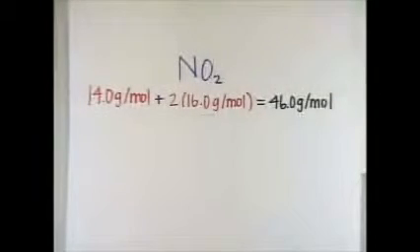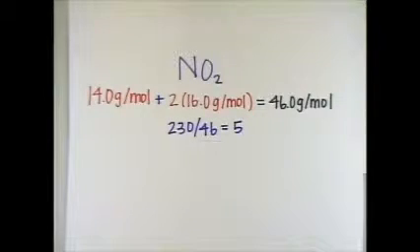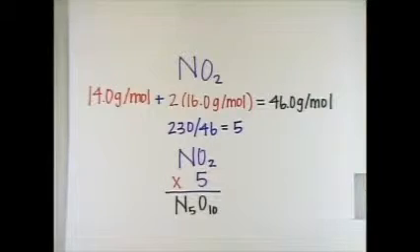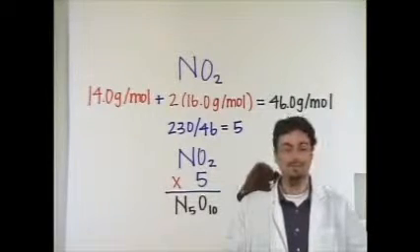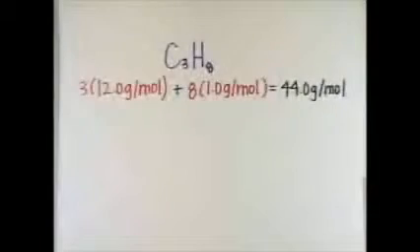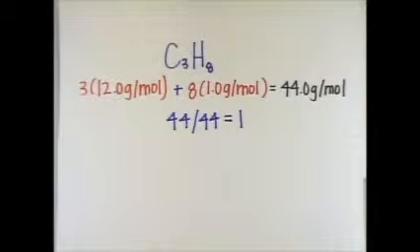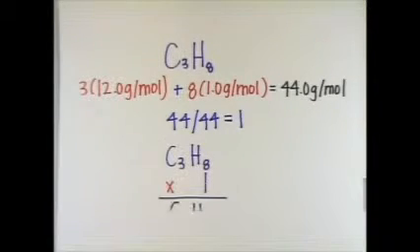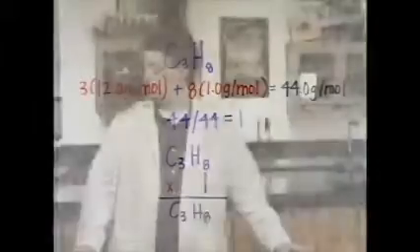The molar mass of NO2 is 46 grams per mole. So I divide 230 grams per mole by 46 grams per mole and get 5. This gives me N5O10. Right again. C3H8 has a molecular mass of 44 grams per mole. Since that is the same as my molecular mass, the empirical formula is the same as the molecular formula. Mr. Mole is very impressed. 3 problems and 3 correct solutions.